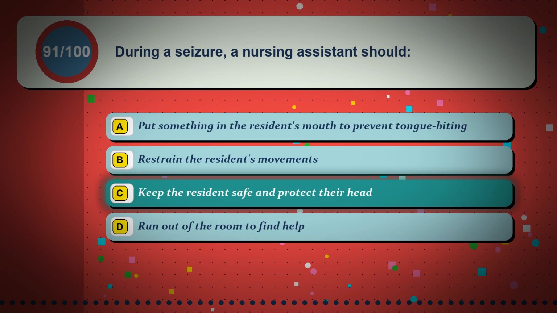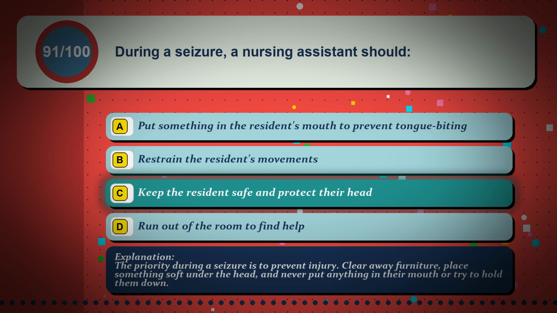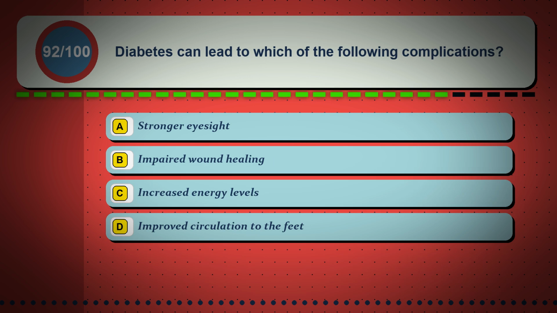The correct answer is option C, keep the residents safe and protect their head. The priority during a seizure is to prevent injury. Clear away furniture, place something soft under the head, and never put anything in their mouth or try to hold them down. Question 92. Diabetes can lead to which of the following complications?